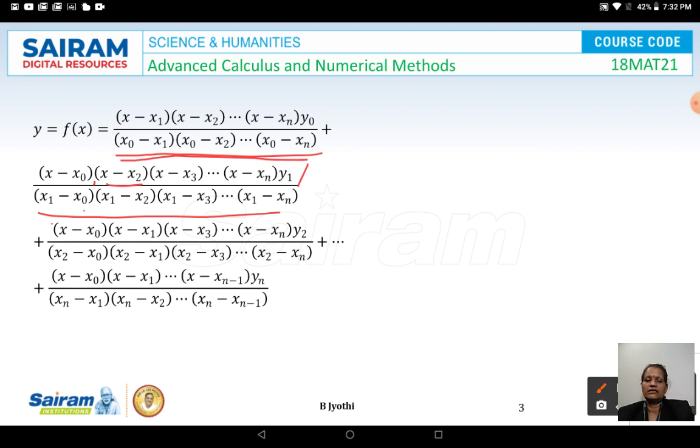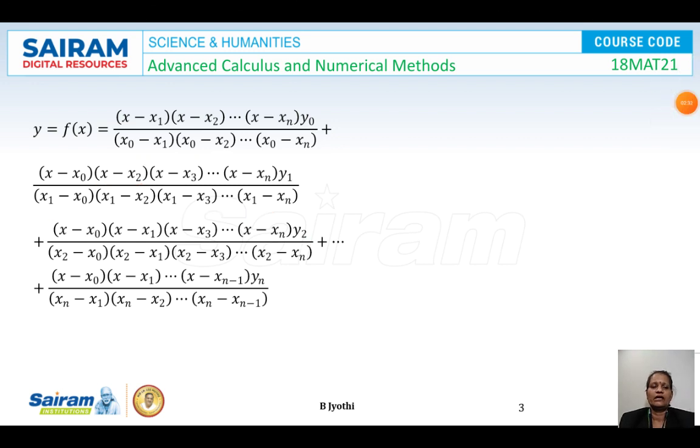Similarly, the third term we will not be having x2 terms. So in the denominator all the terms are subtracted from the x2 except the x2 value. So y2 is multiplied. Similarly, it goes on till it continues with the number of terms. This is the formula for the interpolation.